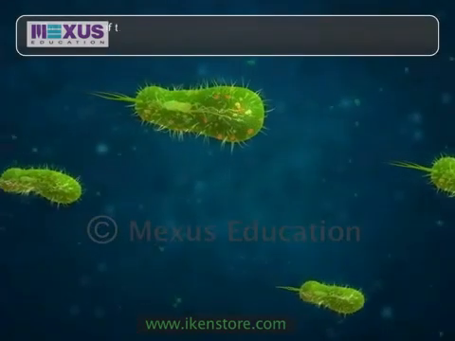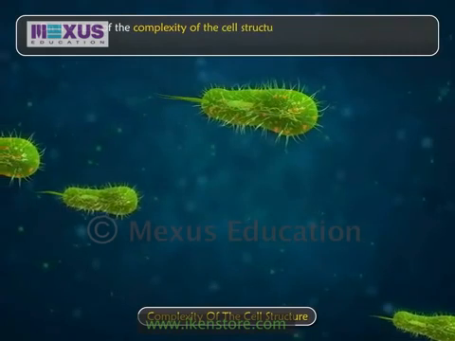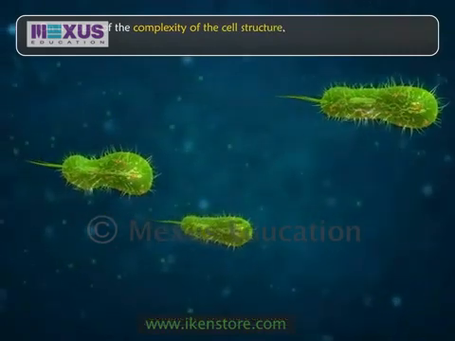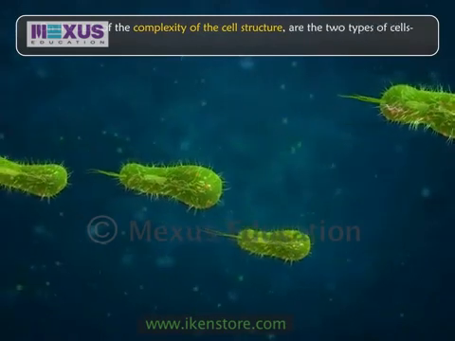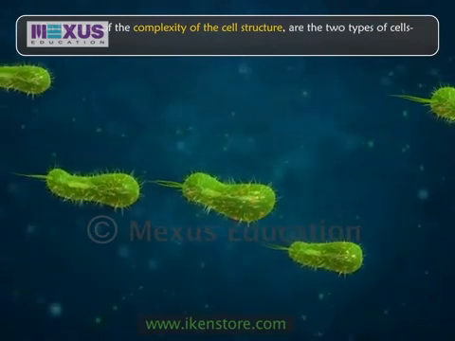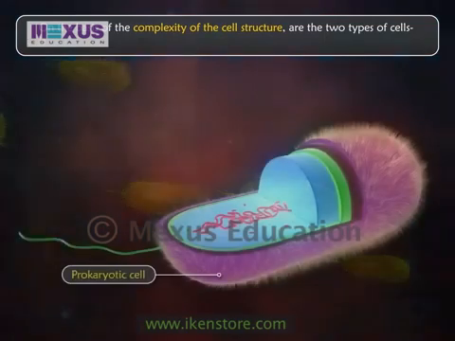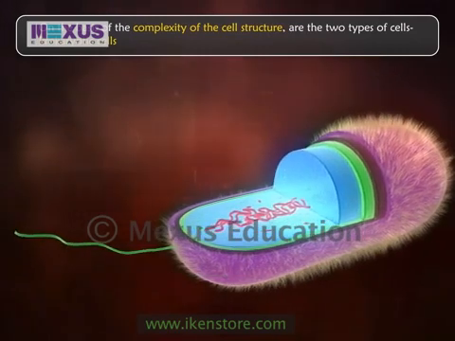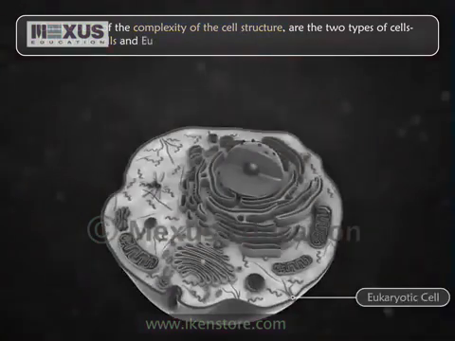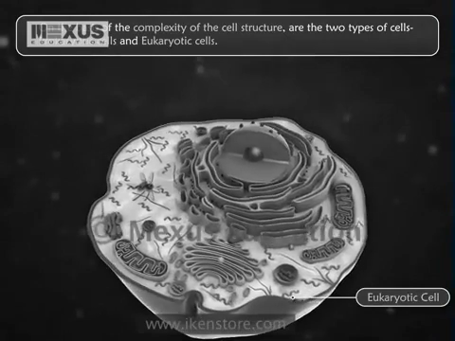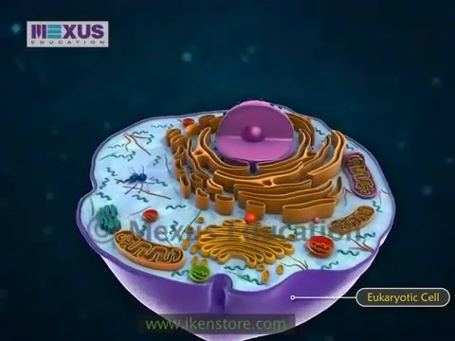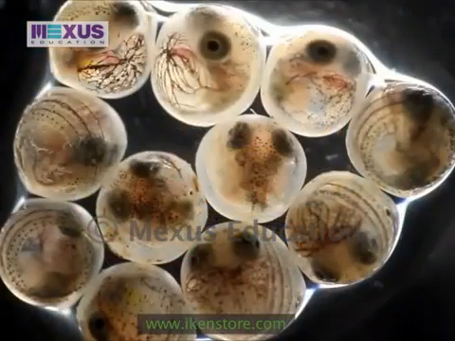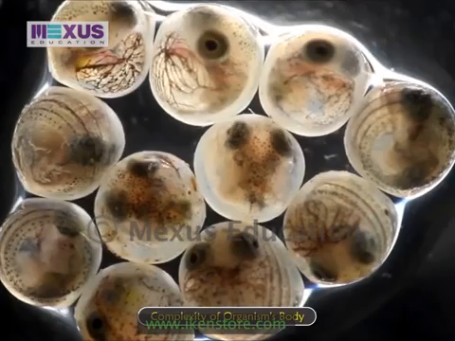The first factor is the complexity of cell structure. On the basis of the nucleus and other characteristics, two types of cells are recognized. The first type is a simple primitive cell known as prokaryotic cell, as in the case of bacteria and algae. The second type of cell is an eukaryotic cell which has a complex structure and is found in fungi, plants and animalia.